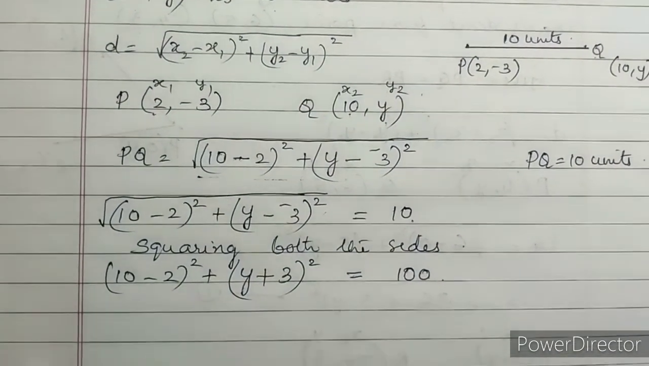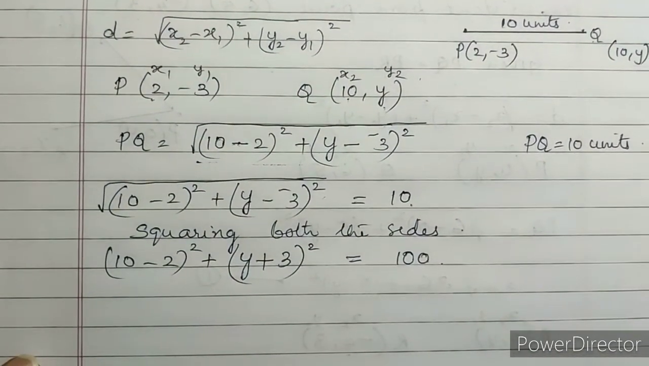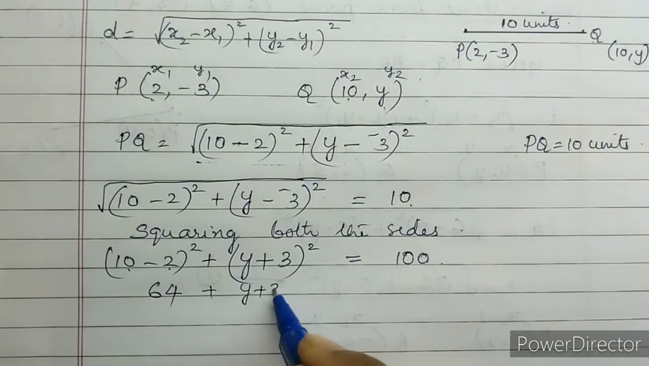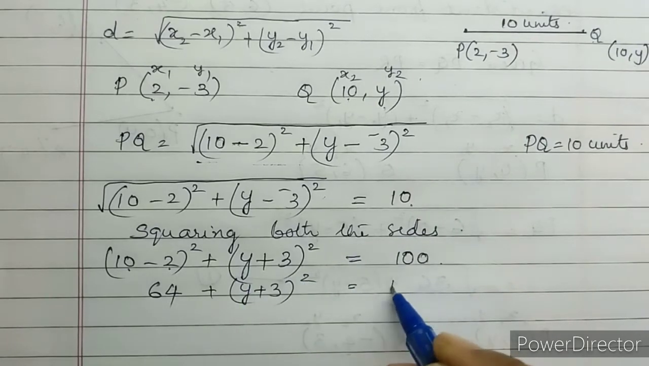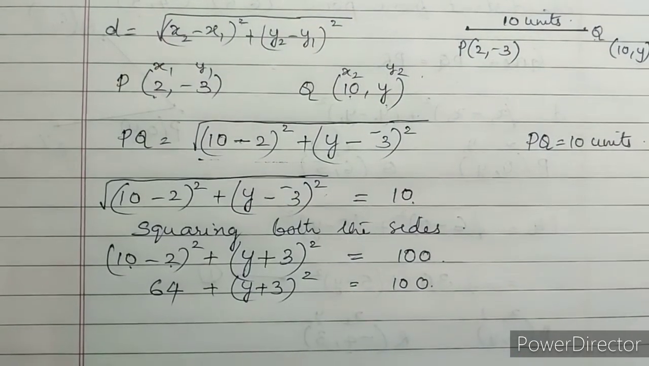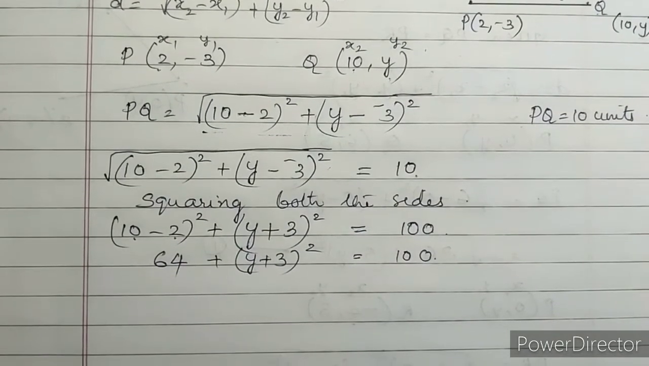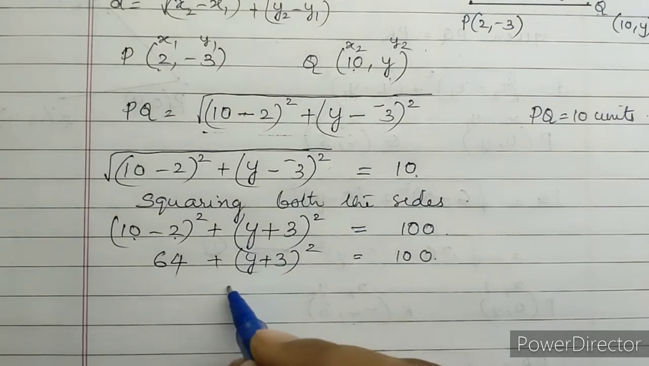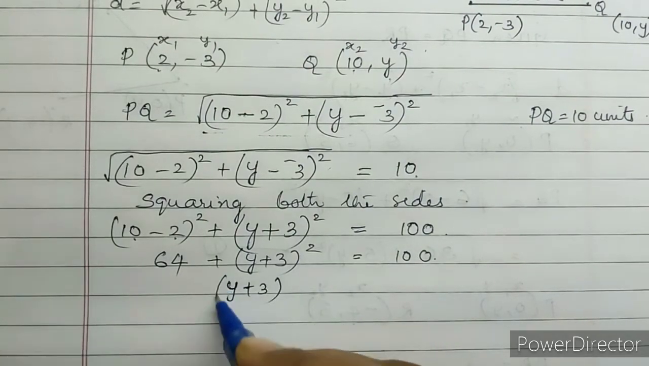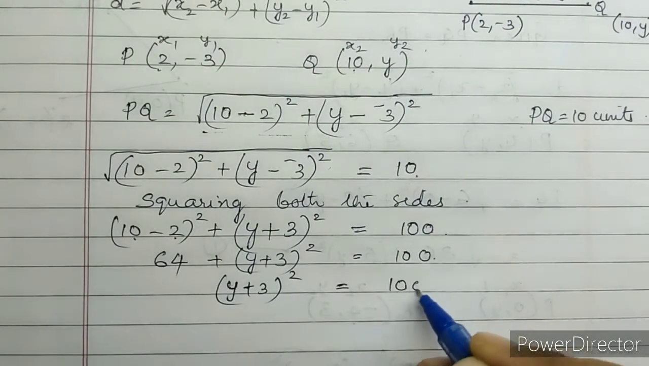So after squaring both the sides, the square root symbol is eliminated. Now 10 minus 2 how much? It is 8 square. 8 square or 64 plus y plus 3 the whole square equals 100. Now what you have to do? You have to keep y plus 3 the whole square there only. 64 you can take to the other side. So y plus 3 the whole square equals 100.